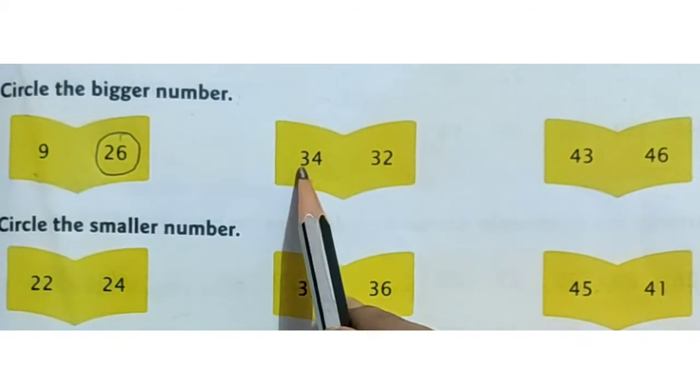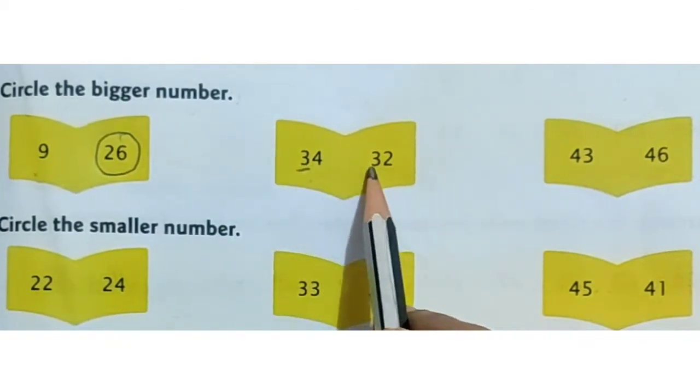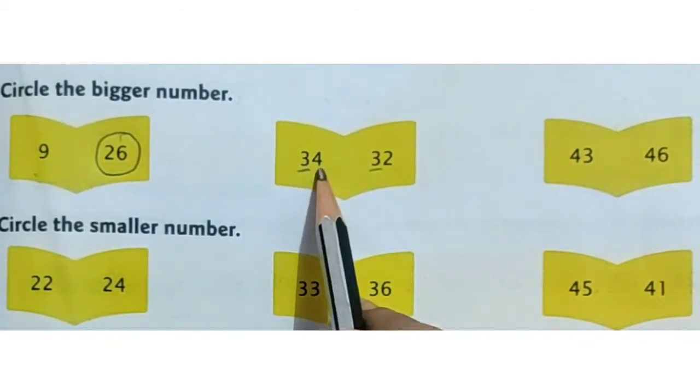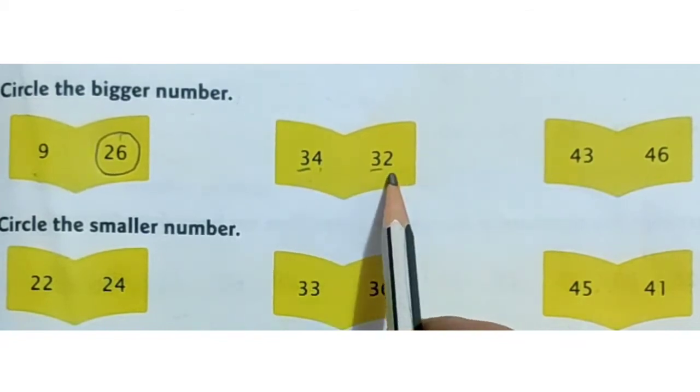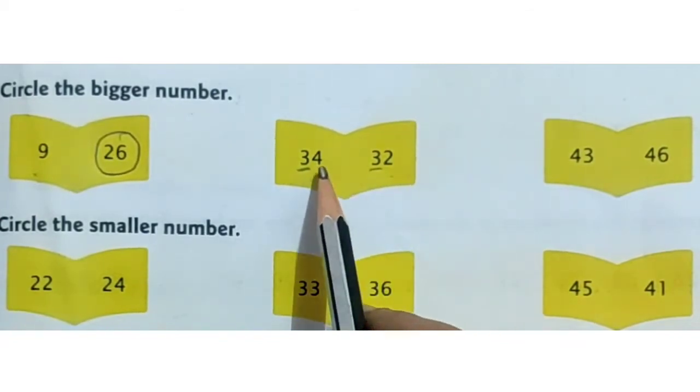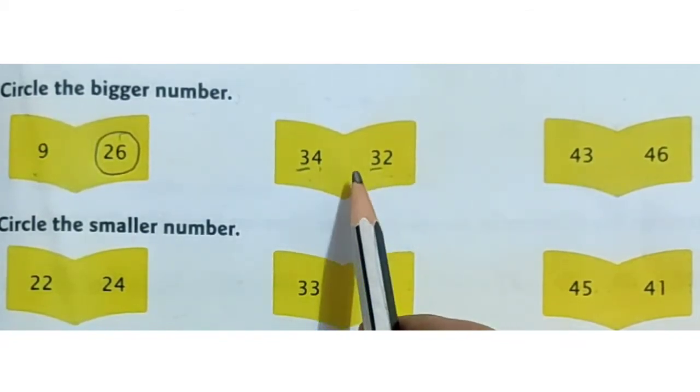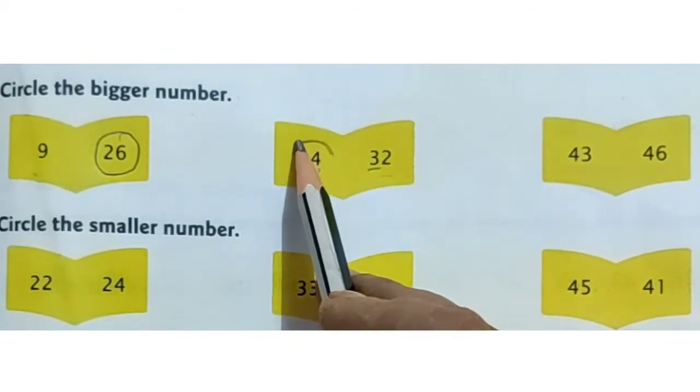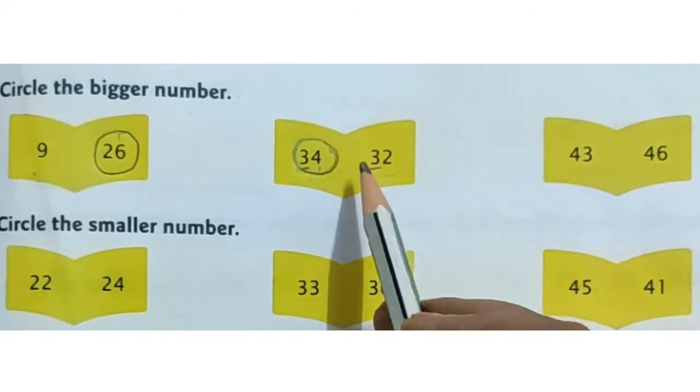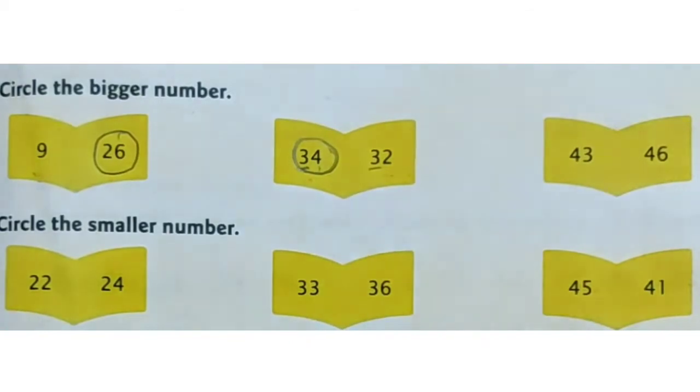Now let's compare 34 and 32. Here see, in tens place both are 3. So compare the ones place. Here it is 4 and here it is 2. Now which number is big? Is it 4 or 2? It is 4. So 34 is bigger than 32. Circle 34. The next sum you try, children.